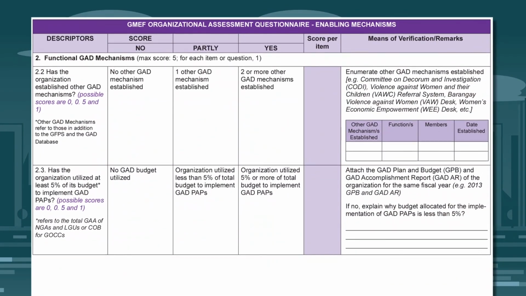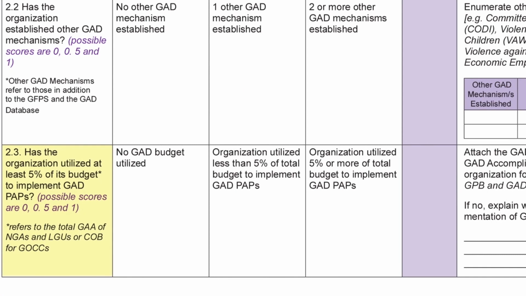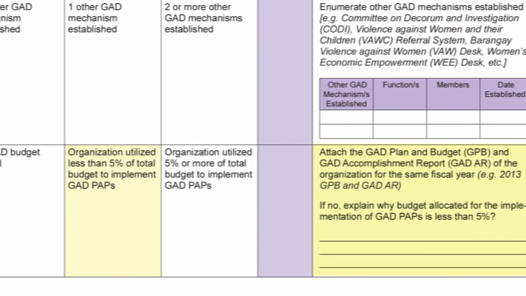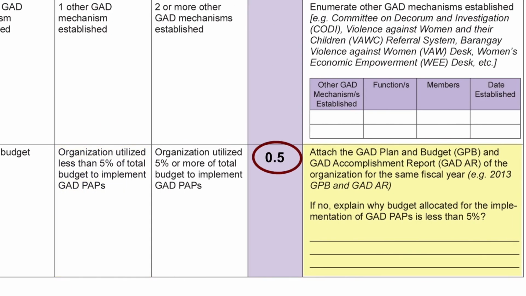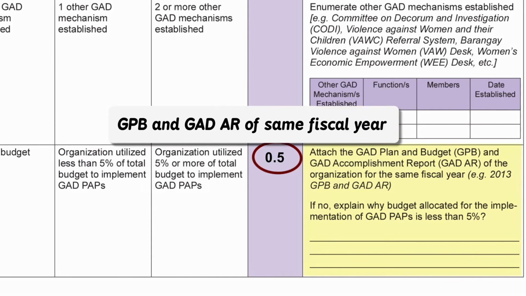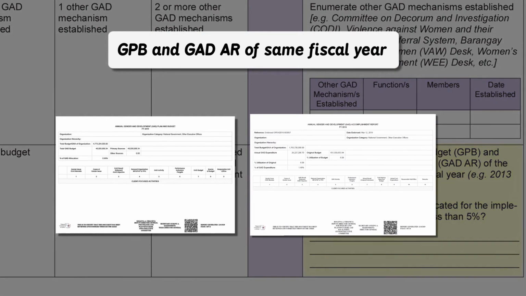Here's a sample descriptor for the Enabling Mechanism Entry Point Questionnaire. If the organization utilized 5% or less of total budget to implement GAD PAPs, then it gets a score of partly yes, and 0.5 should be indicated in the score per item column. The organization should then attach the GPB and GAD AR of the same fiscal year.